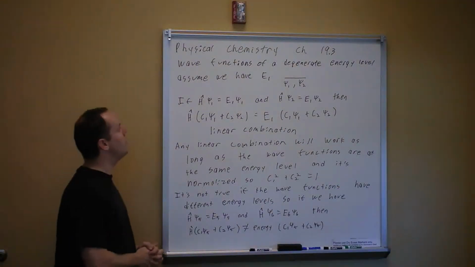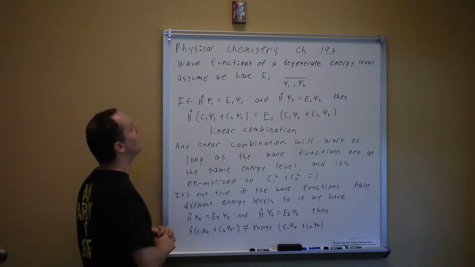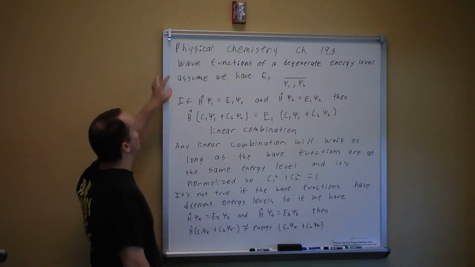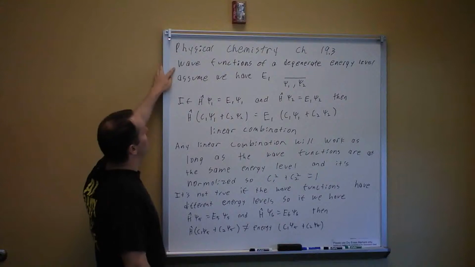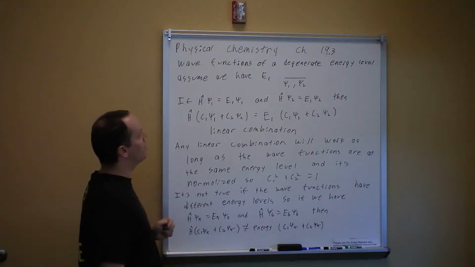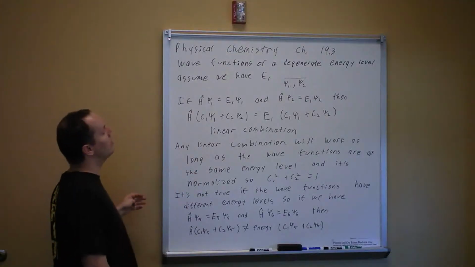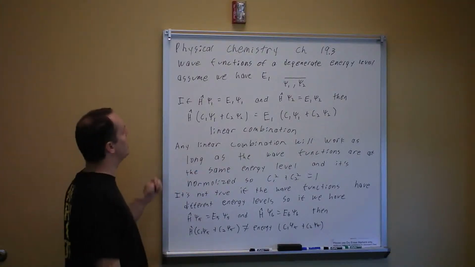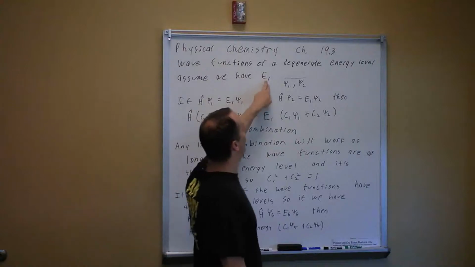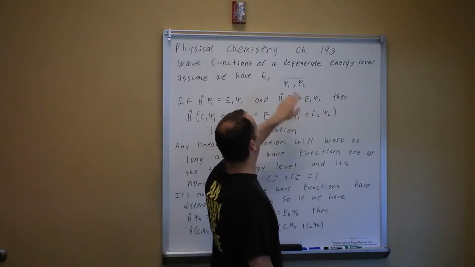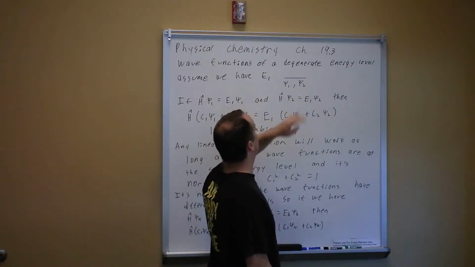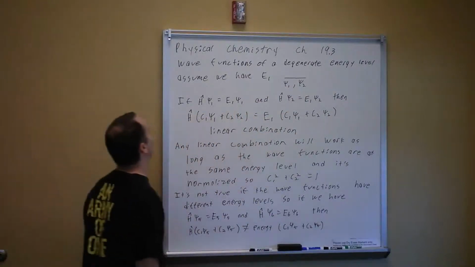Continuing on physical chemistry, chapter 19, we're going backwards to section 19.3 now. We're talking about the wave functions of a degenerate energy level. Remember, a degenerate energy level is when you have more than one function that has the exact same energy. So let's say we have energy level 1, but two different functions, psi 1 and psi 2, have that same energy. So this is two-way degenerate.